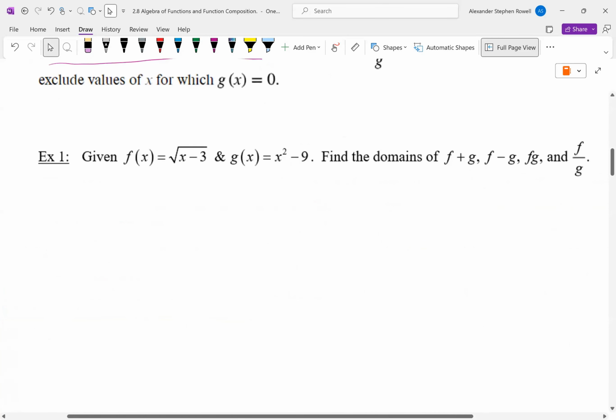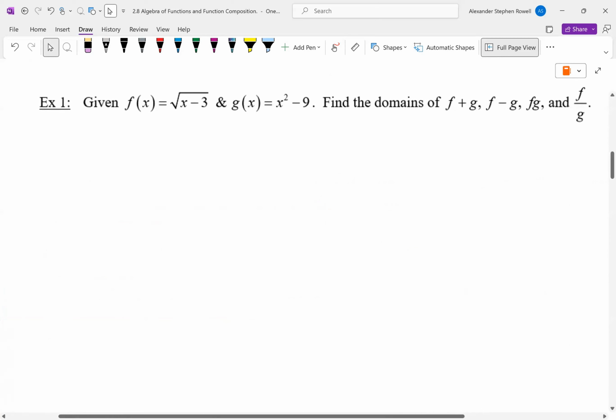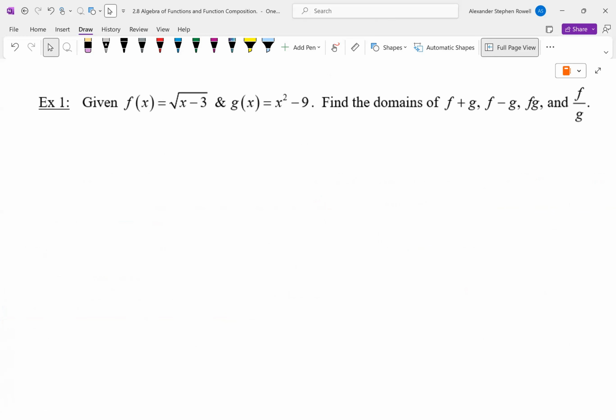So we have our first example. F is the square root of x minus 3. G is x squared minus 9. Let's talk about what is f plus g of x. It's the same as f of x plus g of x, which is equal to square root of x minus 3 plus x squared minus 9. Any questions about that so far?